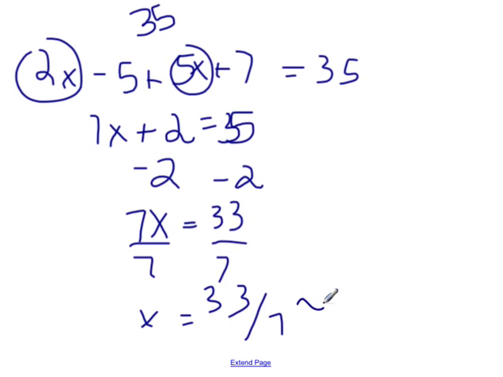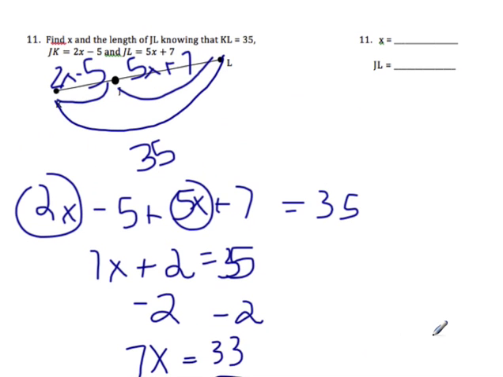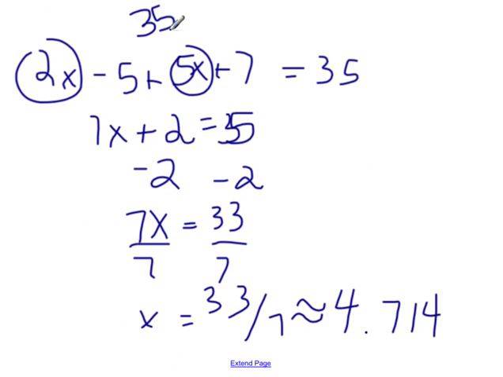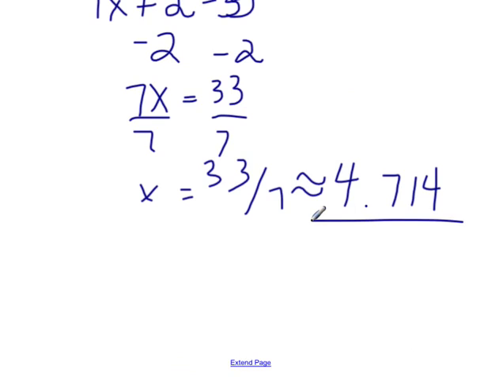Well, let's turn that into a decimal to make it easier. So that's going to be about 4.714. So that's our answer for x. Then it asks us to find what JL is. Well, JL is represented by 5x plus 7. Now we know what x is. It's 4.714. So what I'm going to do is I have this 5x plus 7.